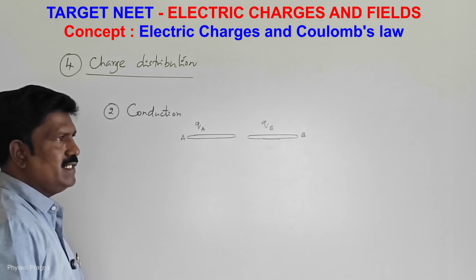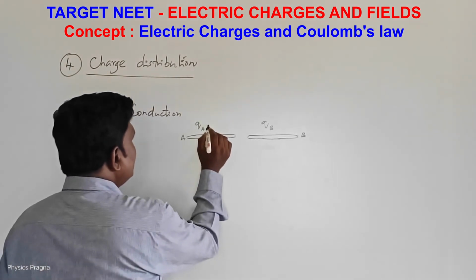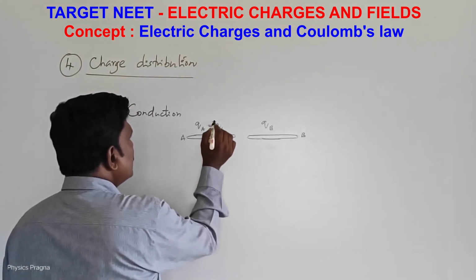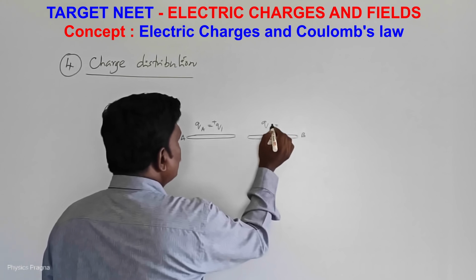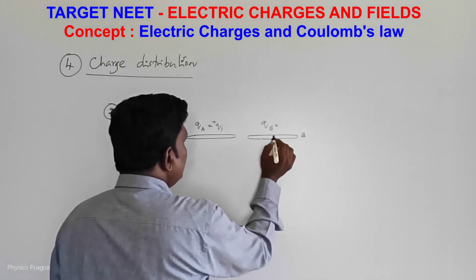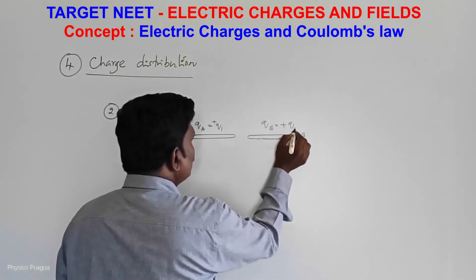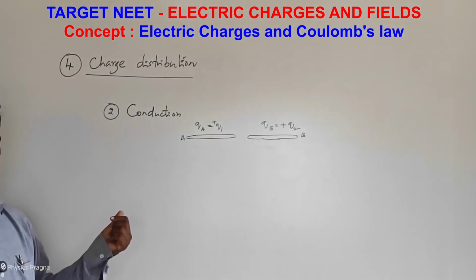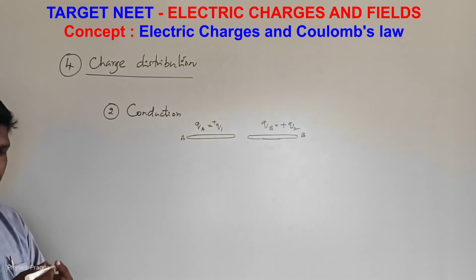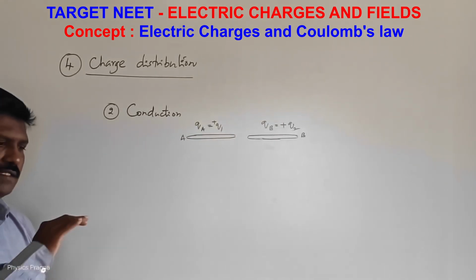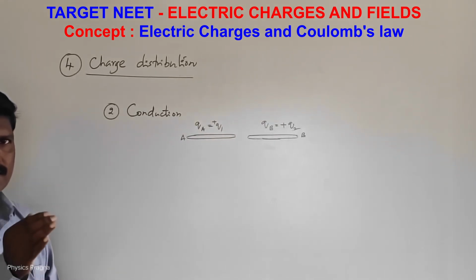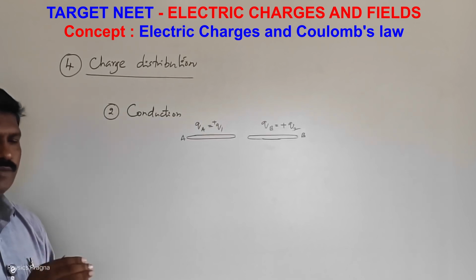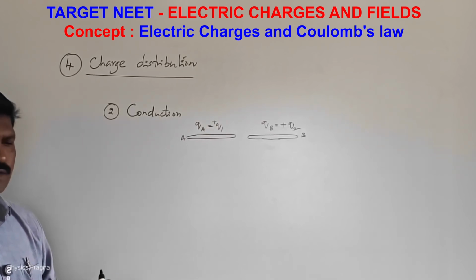Both are having charges. Body A is having charge Q1, positive. Body B is having charge plus Q2. Both are having charges. In the previous example, one body was having charge and the other body was not having charge. By just making a contact, the electrons, the charges, transferred. That's why both became having the same type of charges. Both are having equal charges.